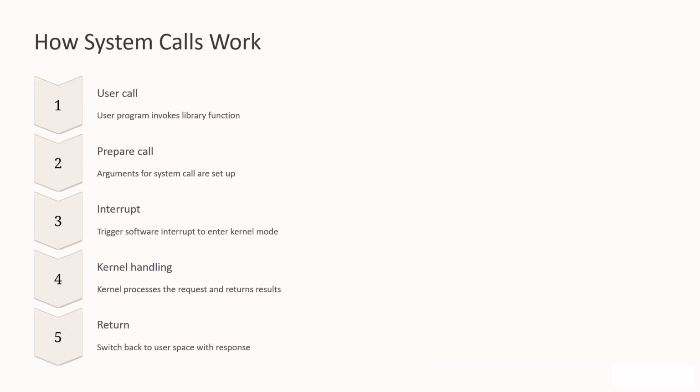So let's see how a system call works. First, user call. The user program invokes a library function, then prepare call. Arguments for the system call are set up, then interrupt. Trigger a software interrupt to enter kernel mode, then kernel handling. The kernel processes the request and returns results, and finally return, switching back to user space with the response.